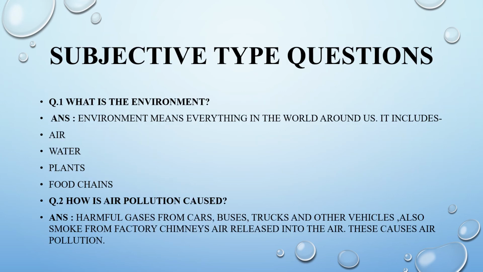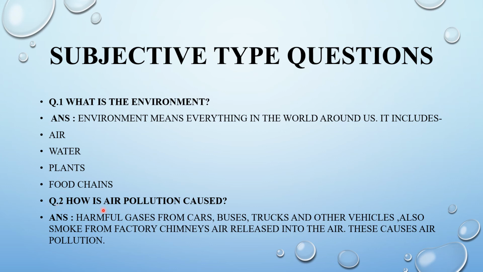Now children, let's see the question answers from this lesson. You have been given question answers on page number 125. Question 4, answer the following. Let's see the first question. What is the environment? Answer: environment means everything in the world around us. It includes air, water, plants, food chains.